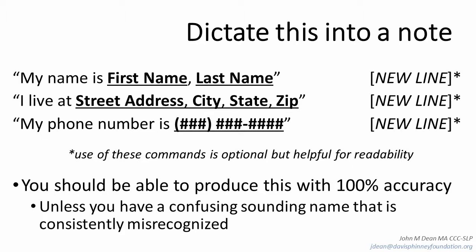So when you get done with this dictation, it should be 100% accurate. If it's not, then you should keep working on it until it is. Now that is with a caveat that if you have a confusing sounding name or something that's hard to pronounce, well, you might have a consistent misrecognition, and that's okay. So let me show you a little video now of me dictating my name and address into my phone so you can see what it looks like in real time. And then I'll come back and show you ways to make it just a little more complex to add to the levels of this to make it a little more challenging for you.